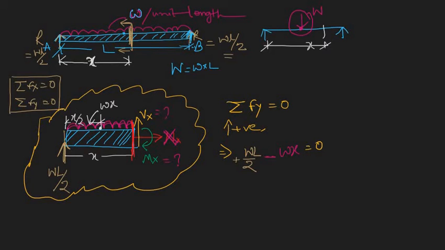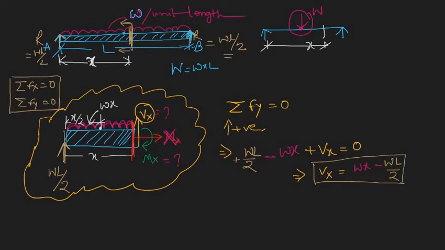No, we have not considered this Vx. This is upward, so we have to consider this one also, and it is plus Vx. Now it is equal to 0. So we need Vx. Keep Vx on the left side, and we get Vx as simply Wx minus WL by 2. Okay, so we have got the equation for shear force at a distance of x from support A.